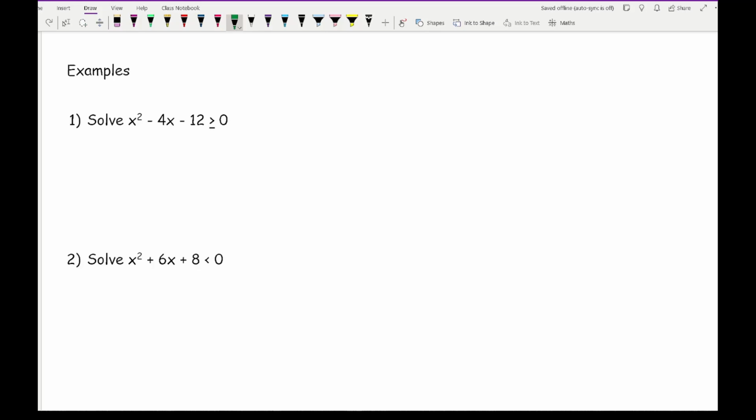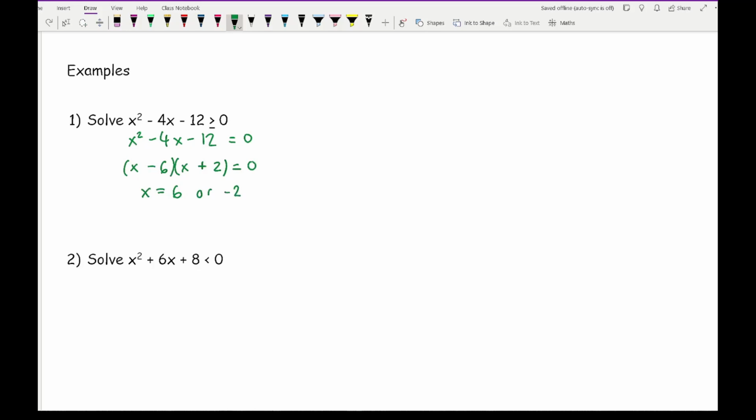So for this, what we need to do first is solve x squared minus 4x minus 12 equals 0. Once it's equal to 0, you can either use the quadratic formula or factorise. This one does factorise nicely, in which we've got the values of 6 and 2. So I've got x minus 6 and x plus 2 equals 0. So my two answers are going to be 6 or minus 2.